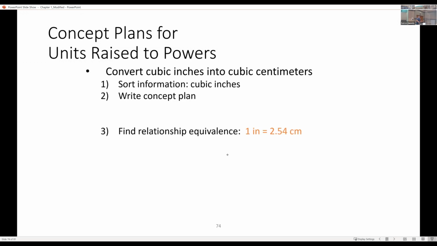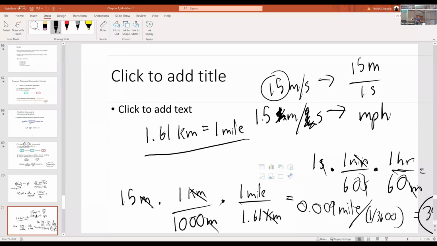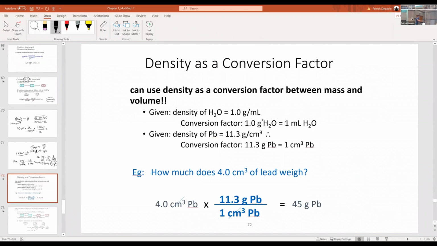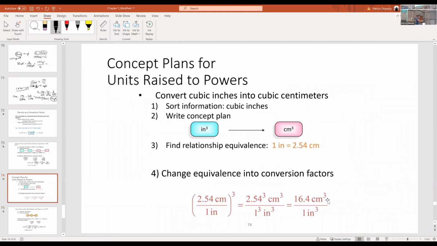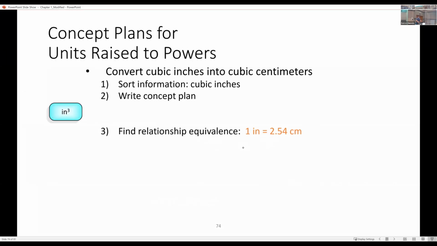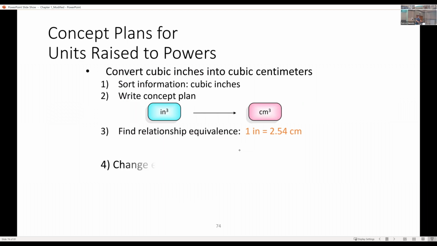Convert cubic inches to cubic centimeters. And you're only given this: 1 inch equals 2.54 centimeters. So I guess I don't have to write it, it's right there. Well, I do want to explain it though.